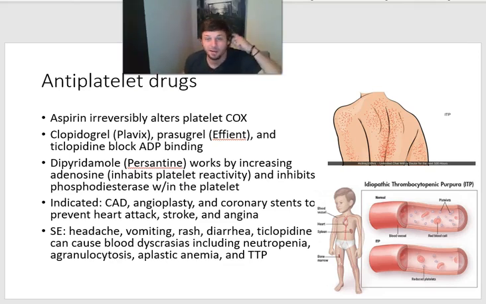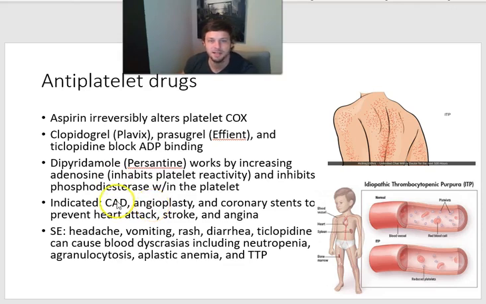Dipyridamole kind of works in that same fashion, except it increases adenosine. If you increase adenosine, it inhibits platelet reactivity, so it inhibits them from sticking together. It also inhibits phosphodiesterase within the platelets, so it's kind of like a two-sided attack.